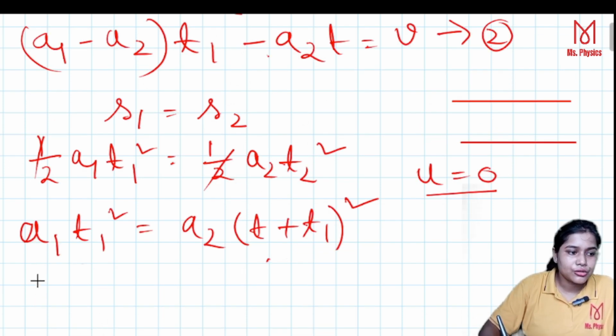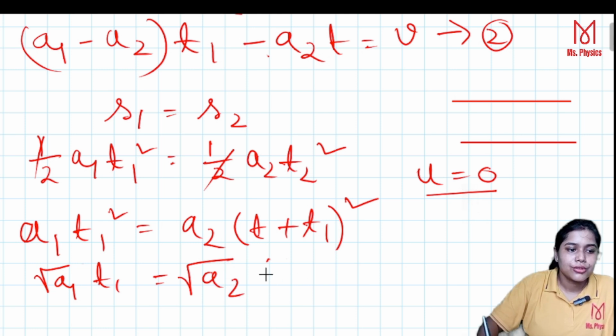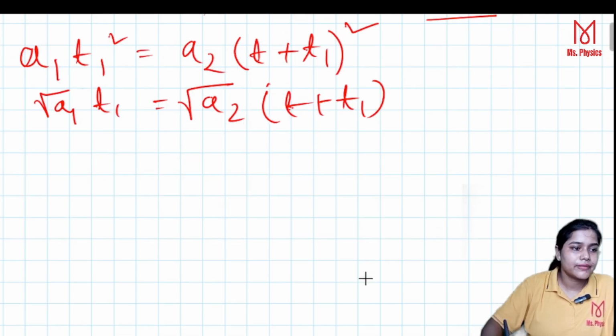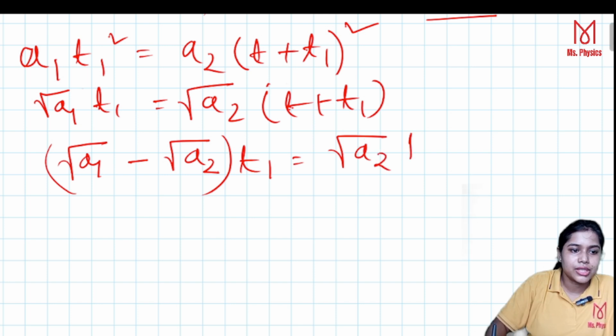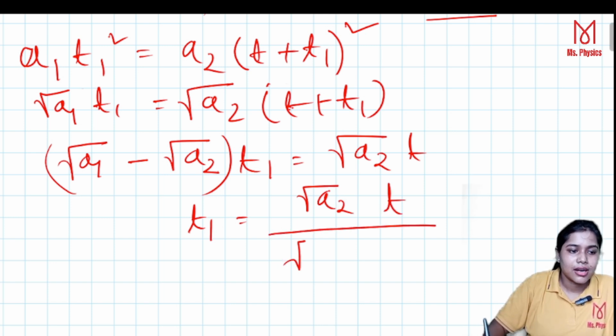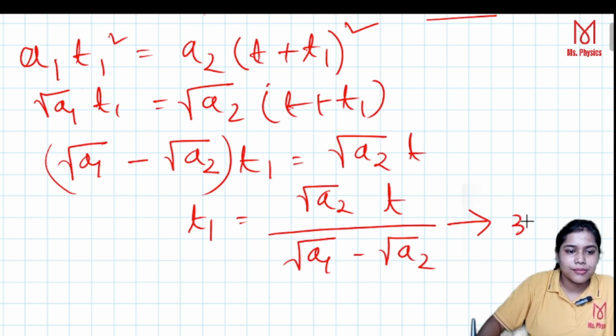If we take the square root on both sides, we get under root a1 t1 is equal to under root a2 times t plus t1, isn't it? Now what can we get here? Under root a1 minus under root a2, here it is t1 is equal to under root a2 t. So therefore t1 is equal to under root a2 t over under root a1 minus under root a2. Give it as equation number 3.